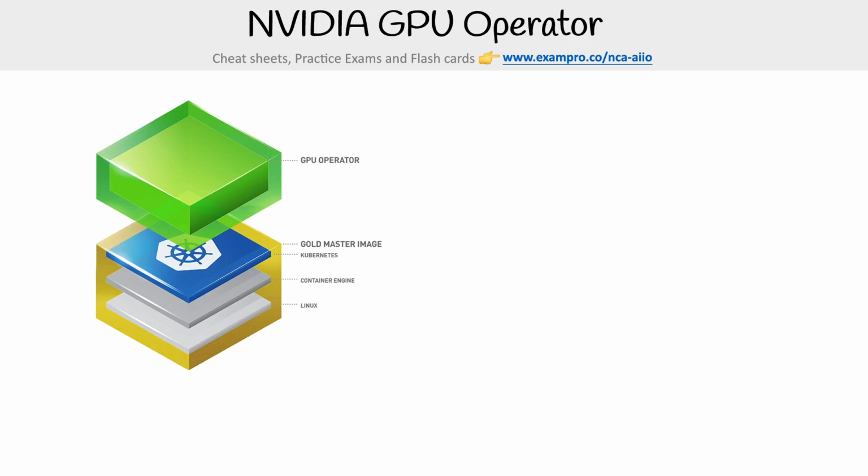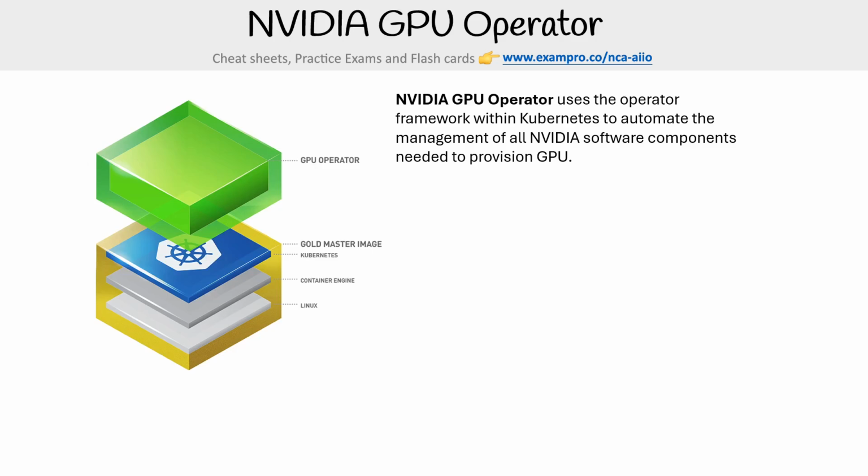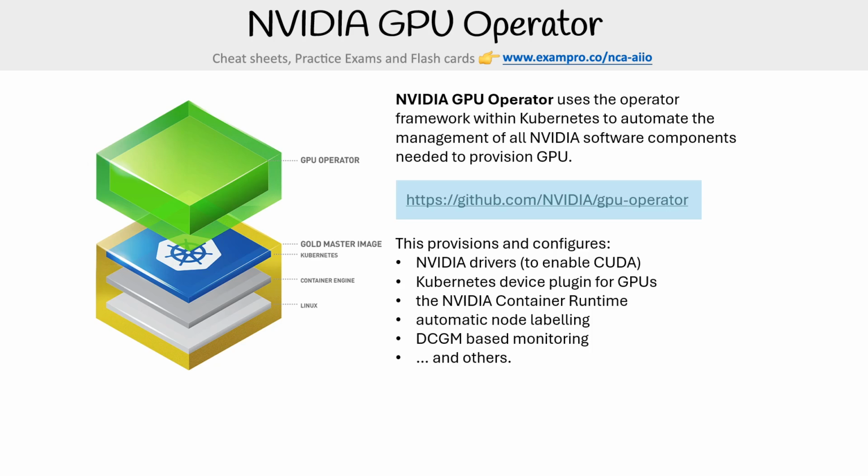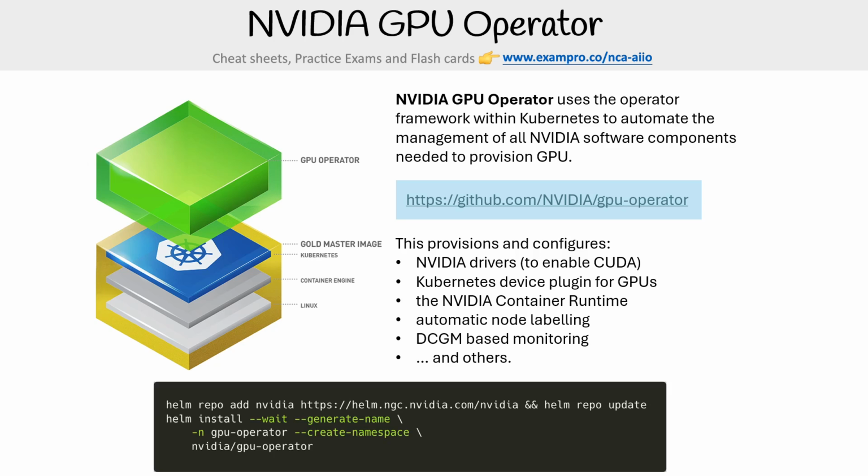Let's take a look here at NVIDIA GPU Operator, and it uses the operator framework within Kubernetes to automate the management of all NVIDIA software components needed to provision your GPUs. You can find it over here. This is going to provision things like NVIDIA drivers, Kubernetes device plugins for GPUs, automatic node labeling, DCGM-based monitoring, and others. Down below here, we are using Helm to add it.